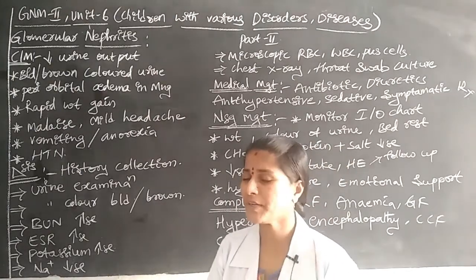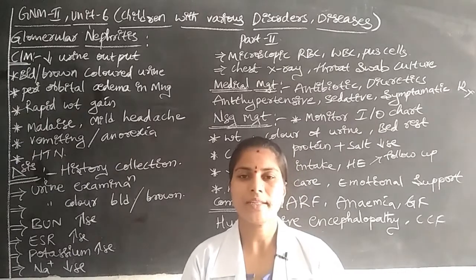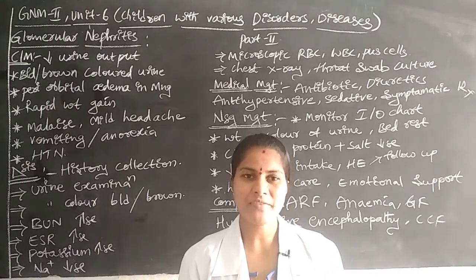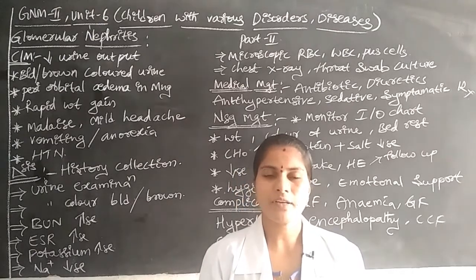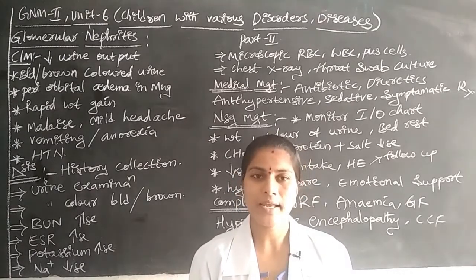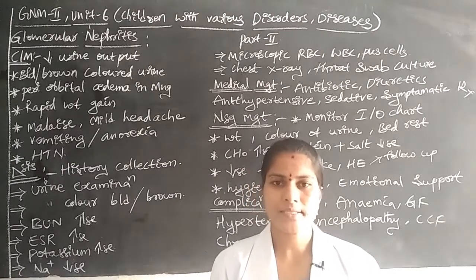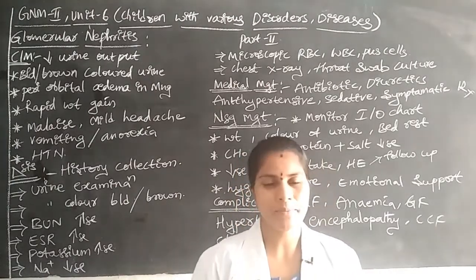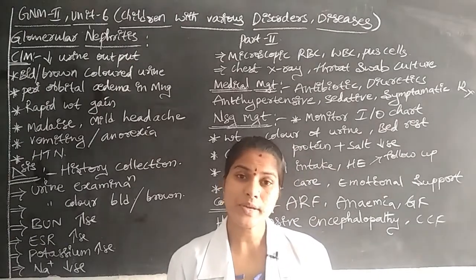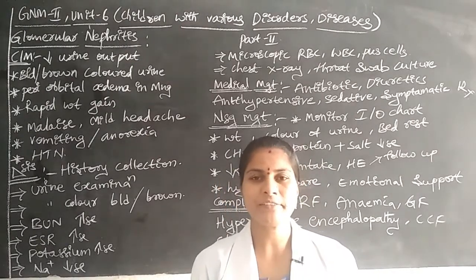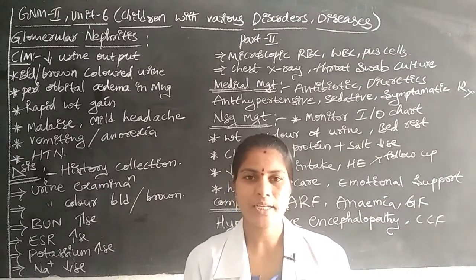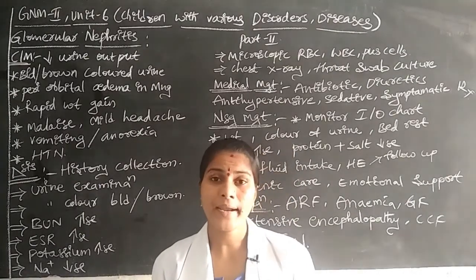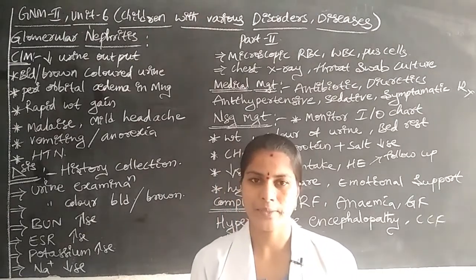The next step is the physical examination. By doing the physical examination we identify one symptom, periorbital edema. Next, we assess the urine examination. In the urine examination we identify that the urine contains some amount of blood or is brown colored.